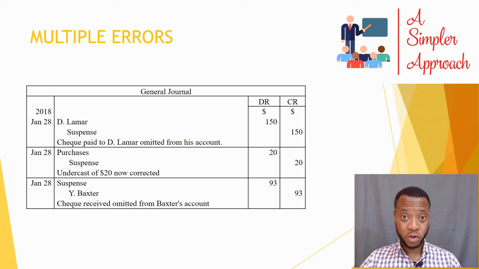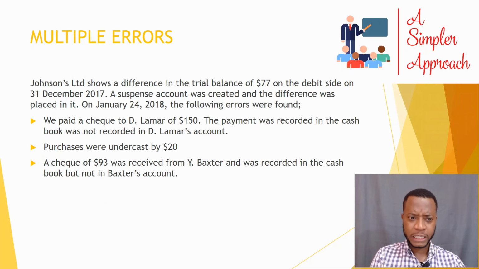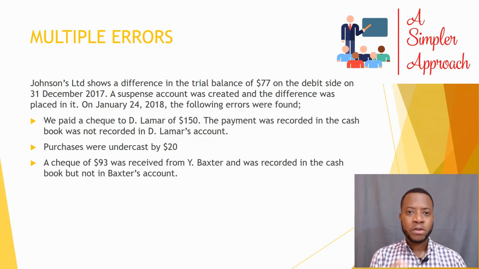This is what these errors would look like when they are fixed. Now, I'm going to be toggling between the journal and the question so that we can reason out what is happening here and see if it makes sense. Okay? So let's go back for a second. We paid a check to D. Lamar of $150. We paid him the check. The payment was recorded in the cash book. Stick a pin right there.